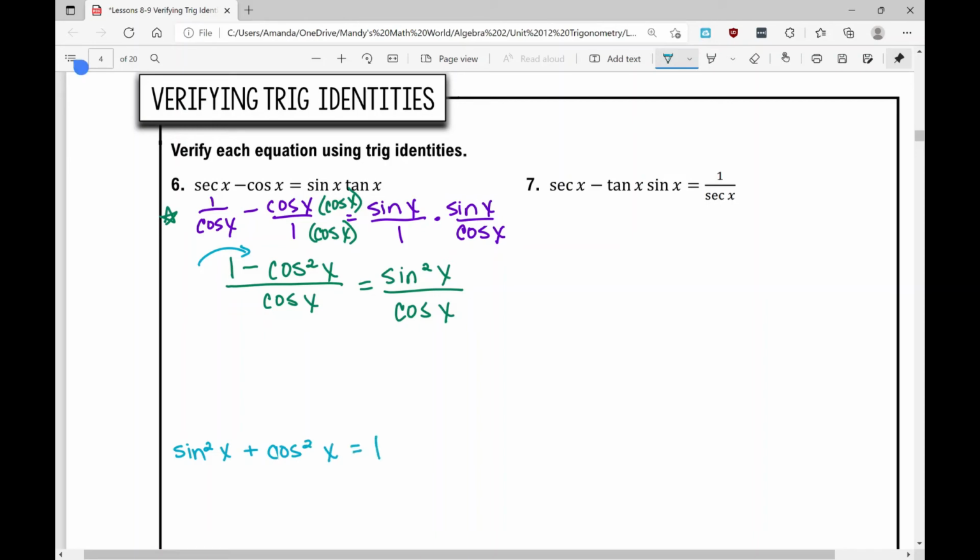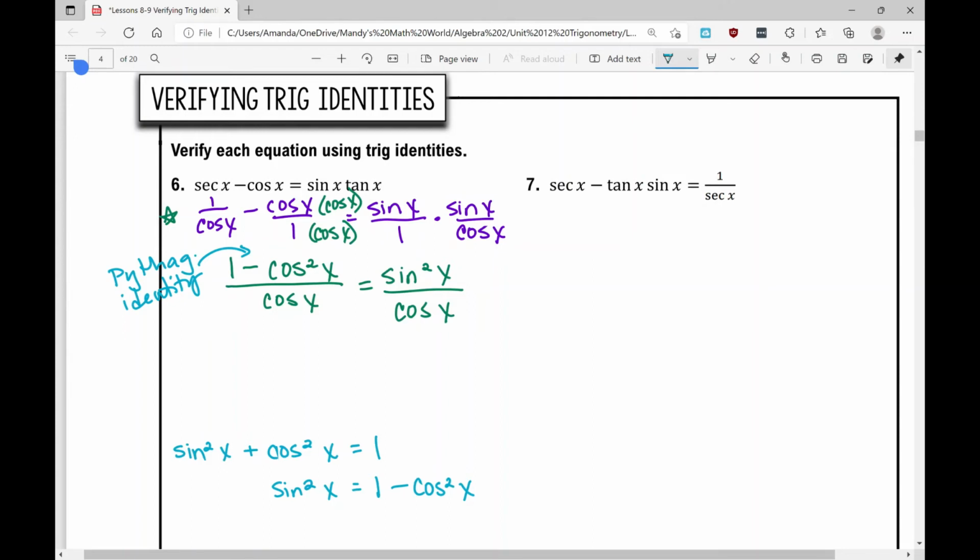Could I rearrange this? I could subtract cosine squared x from both sides, and I would get sine squared x equals 1 minus cosine squared x. Okay, that's a Pythagorean identity. It doesn't always work out. You have to be very careful, because if it were cosine squared x minus 1, that doesn't equal sine squared x. So just be very careful.